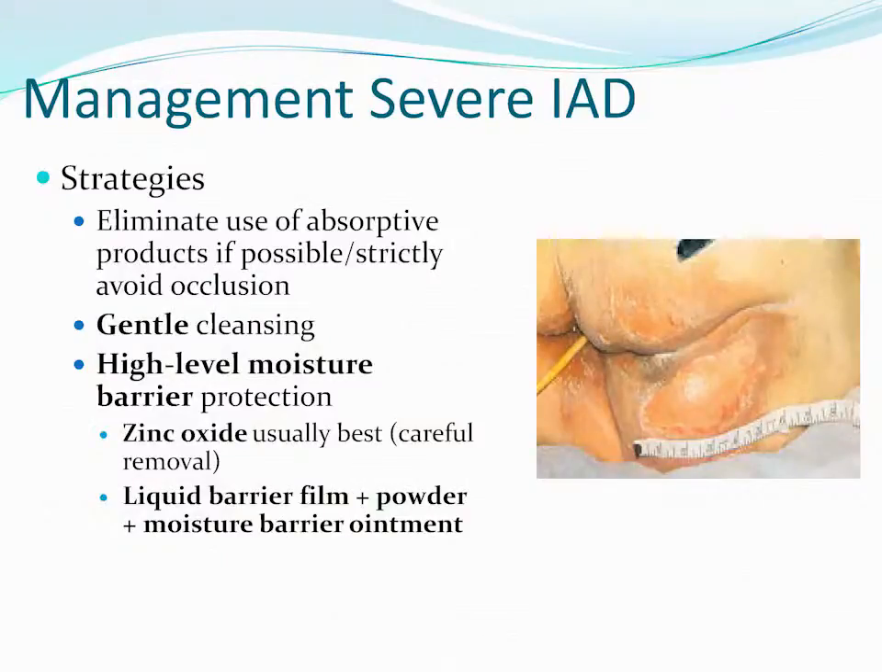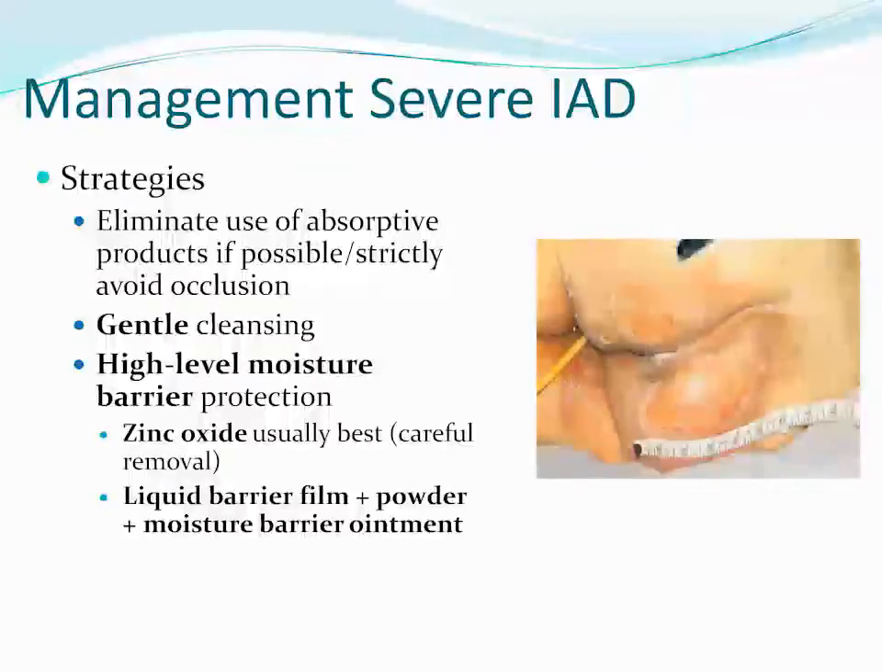So again, I re-look at what I am doing. Am I using absorptive products? Can I eliminate them? Can I go to a containment product instead? If I'm using an absorptive product, is it a good quality absorptive product? And does everyone know to leave that product open and not close it up around the patient so we don't get the negative effects of occlusion?